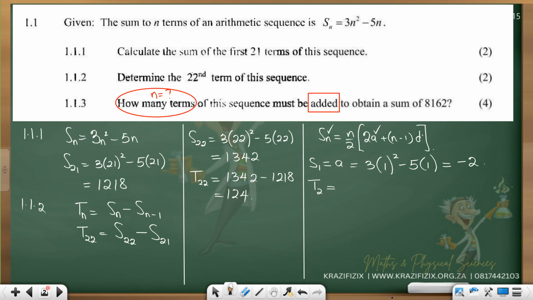If I say S2, can I say T2 rather, S2 minus S1? Will that be fine? Using that same formula we used in 1.1.2, because I'm looking for the difference. So second term minus first. That's not the only way, but I think that would be the easiest way. I know my first, and I'm looking for my second. All right, what is S2? 3 into 2 squared minus 5 into 2. What would that give me? 12 minus 10 is 2. Is that correct?